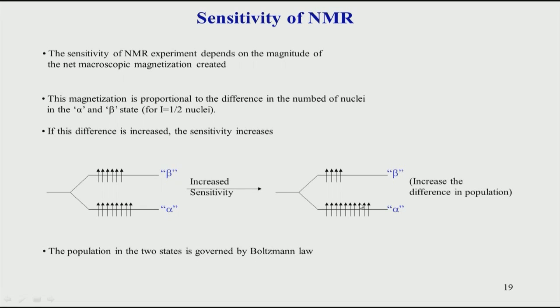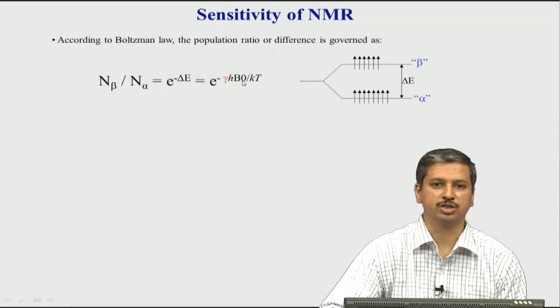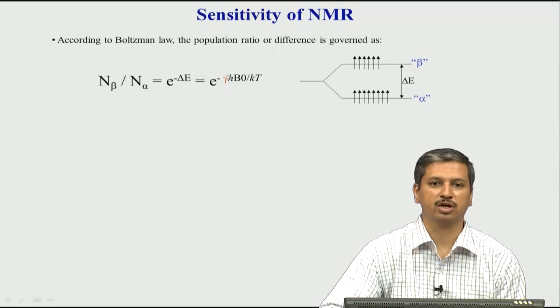As I said, if you go back to the Boltzmann law, the difference comes from this factor here. If I increase the B0 value, that is the magnetic field, I can increase the difference, because if you look at this mathematical formula, if I increase delta E, e raised to minus delta E will go down, which means fewer nuclei will be in the upper state compared to n alpha. So, we are trying to increase n alpha compared to n beta, the relative ratio, and that is governed by this famous Boltzmann equation.